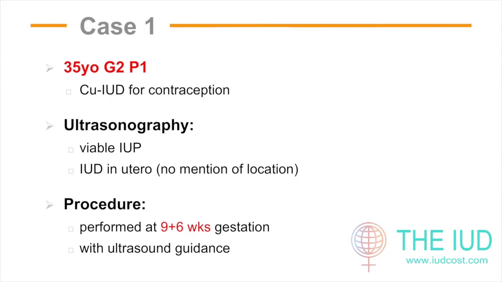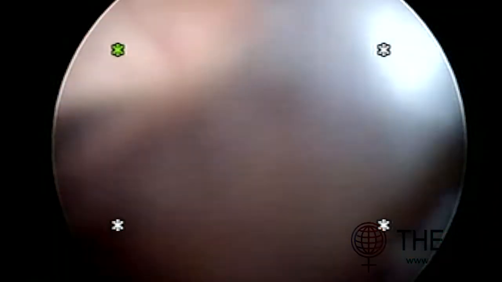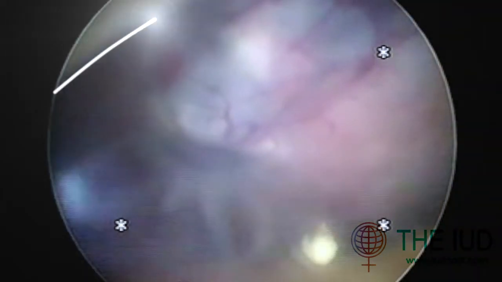Case 1 is a 35-year-old Gravida 2 Para 1 who had a copper IUD removed at 9 weeks and 6 days under ultrasound guidance. Hysteroscopy is performed without cervical dilation. Upon entering the endometrial cavity, the gestational sac becomes visible.